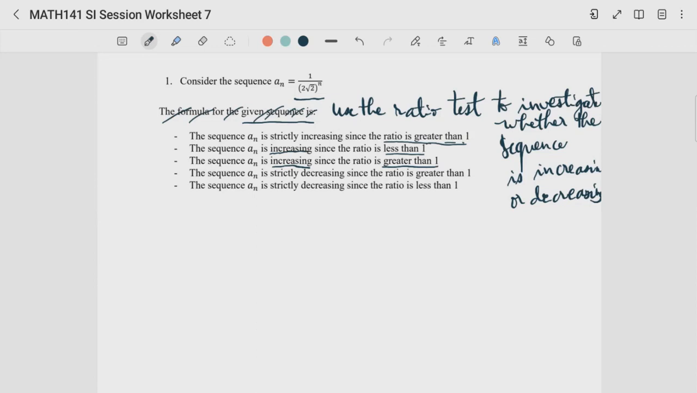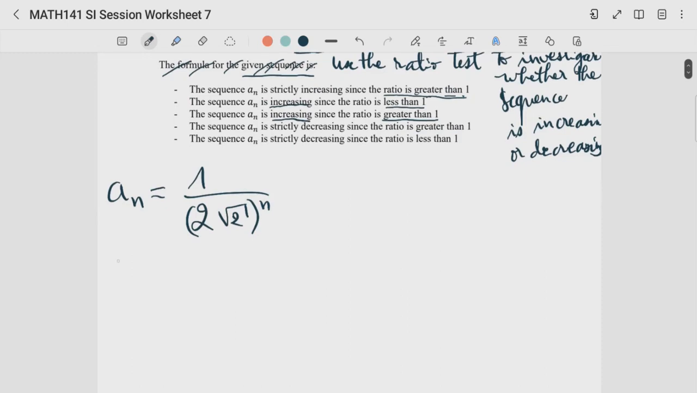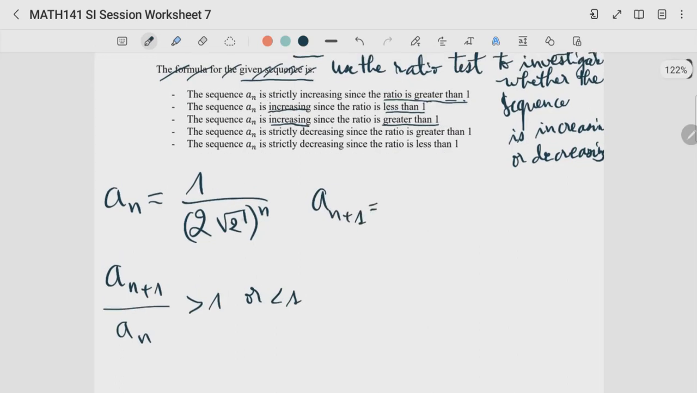So how do we do that? Well, we are given our sequence a_n, which is 1 over 2 root 2 to the exponent of n. Well, the ratio test tells us that we need to divide a of n plus 1 by a of n and check whether or not that is greater than 1 or less than 1. So immediately we know that a of n plus 1 is just the same as a of n, but you substitute wherever you see n with n plus 1. So we have 1 over 2 root 2 to the n plus 1 now.